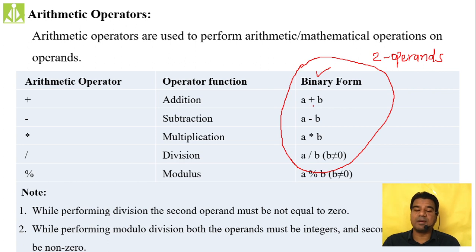As you can see here, plus, arithmetic addition, requires two operands. Subtraction, minus, also requires two operands. Multiplication requires two operands. Division and modular division are the same; they require two operands to perform their functionality. And we discussed specific cases when performing division and modular division. In division, the divisor should not be 0.